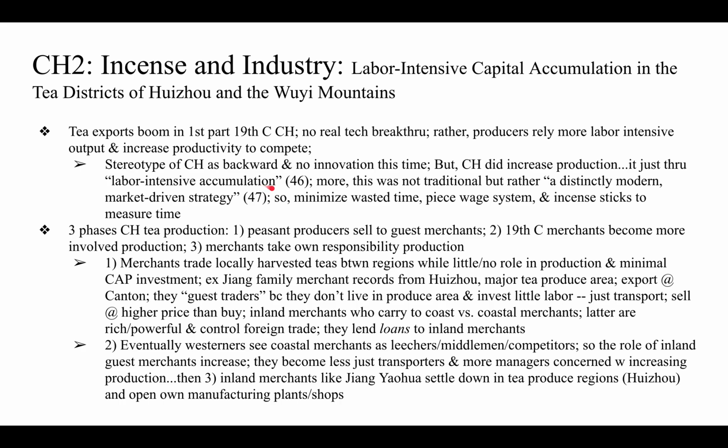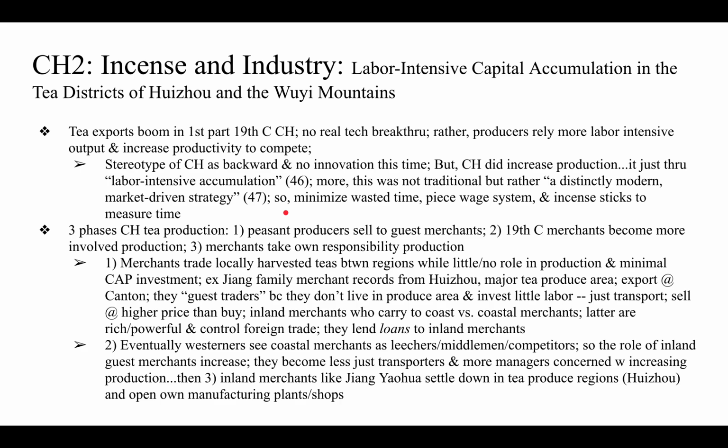And moreover, now this is the important part really, because this idea of labor-intensive accumulation, of producing for a global market based on market imperatives, where prices are determined by mechanisms outside of people's control and everyone has to sell their labor for the market, etc., etc. This was not traditional, but it was a distinctly modern, market-driven strategy. So this immediately counters the arguments put forward by Chinese nationalists that China was some backwards country, right?